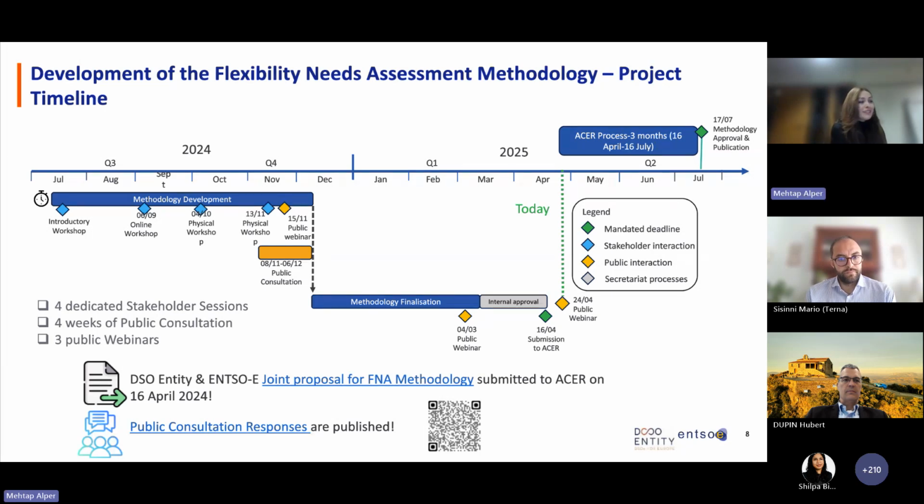And now the Acer process is ongoing and it will continue until the July 16. And again, we will be in close coordination with Acer during this period. The approval of the methodology and the start of the implementation of this methodology is expected on July 17th. Now I would like to hand over the floor to the co-chairs of the drafting team to present further details.